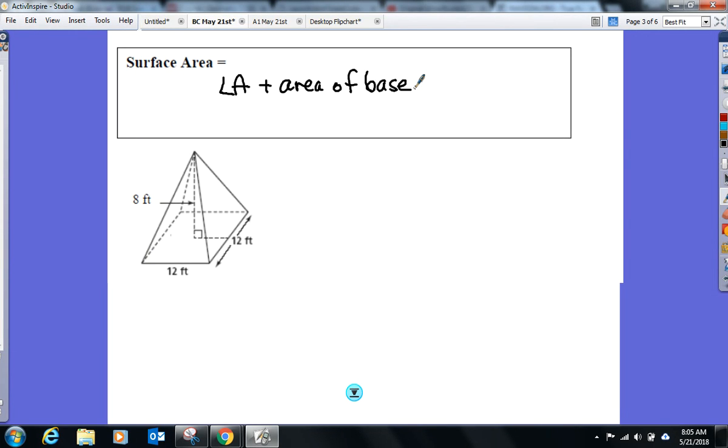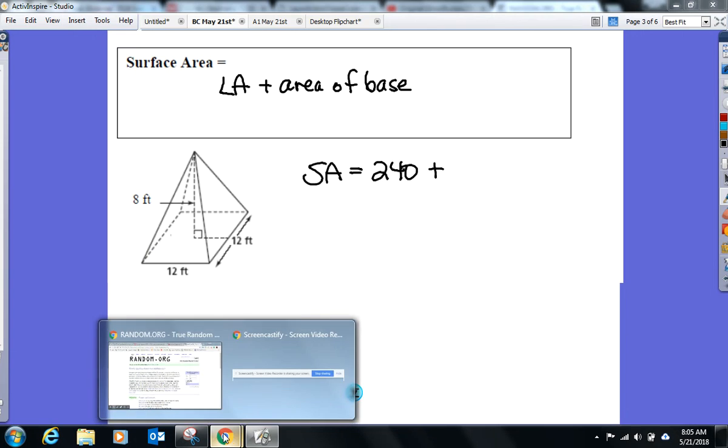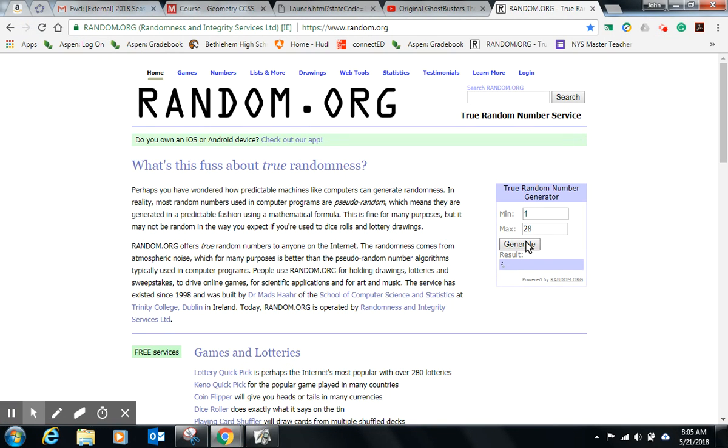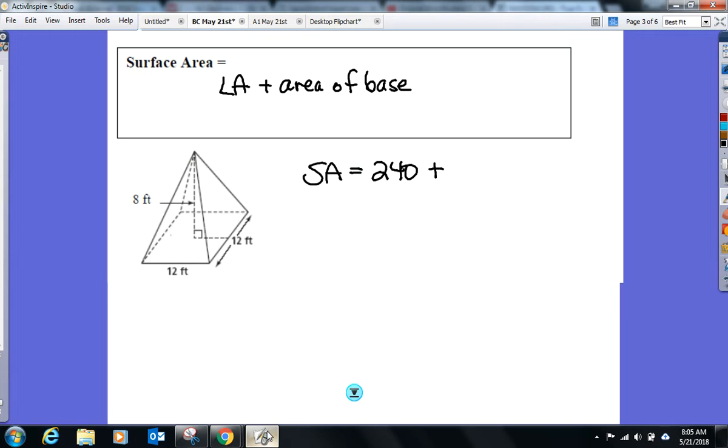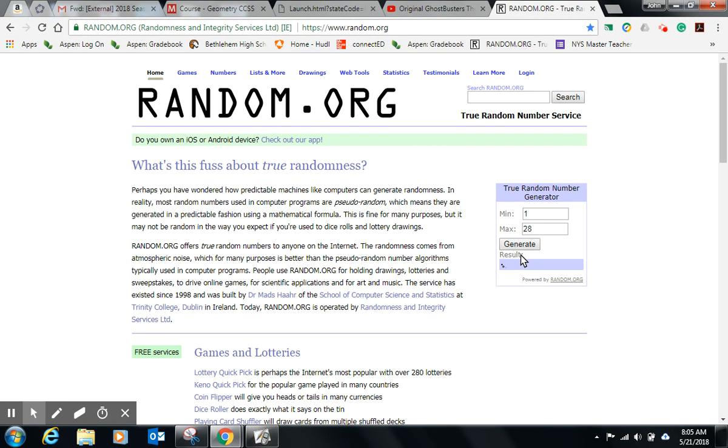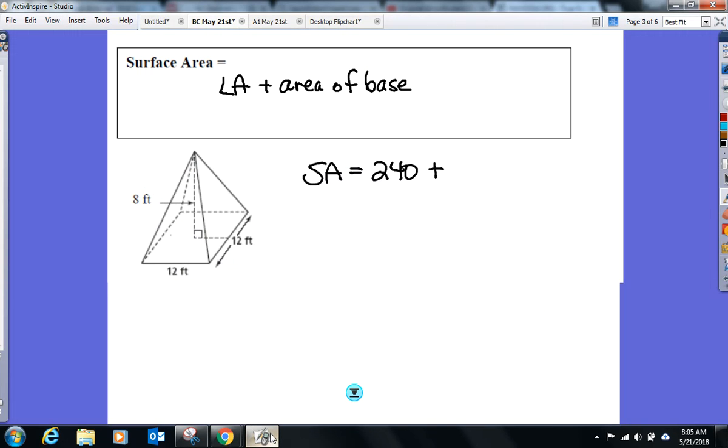All right, I have the same pyramid we just got done with. So it's already going to be the 240 I found previously for the lateral area plus, now add on the base. How do you find the area of that base? 10. 15.